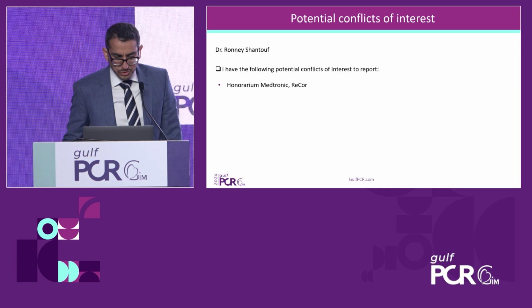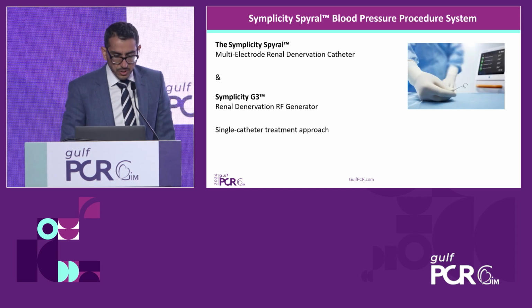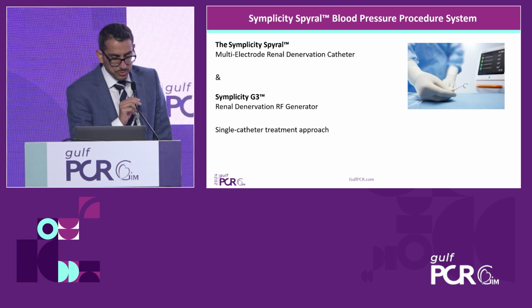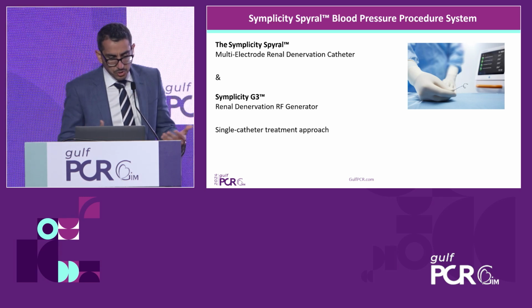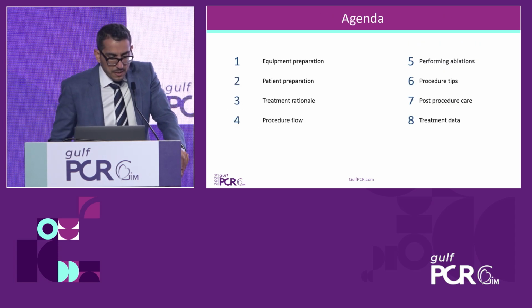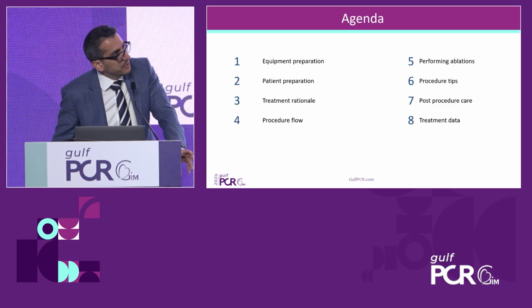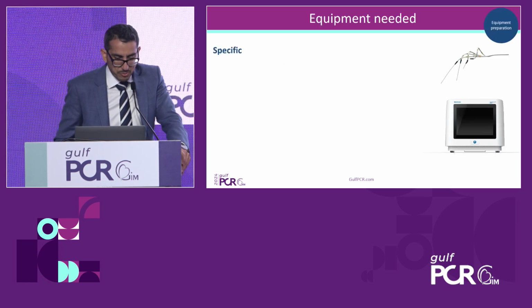Here are my disclosures. We'll build on the first two talks in regards to the step-by-step procedure for RF ablation. There are two components to the device itself: the spiral catheter and the RF generator. And that's kind of it. It's really straightforward in regards to what you're using. These are the agenda and the steps. We'll walk through each step and the procedural flow.